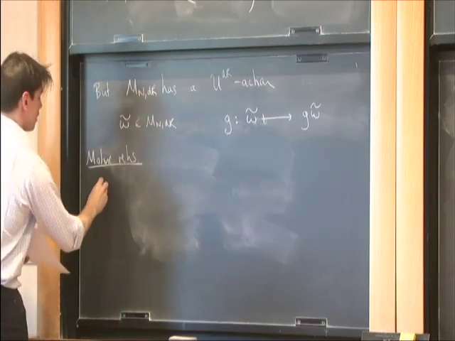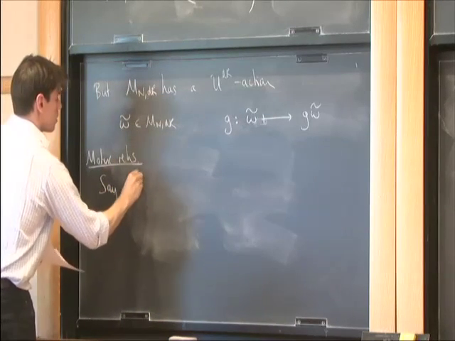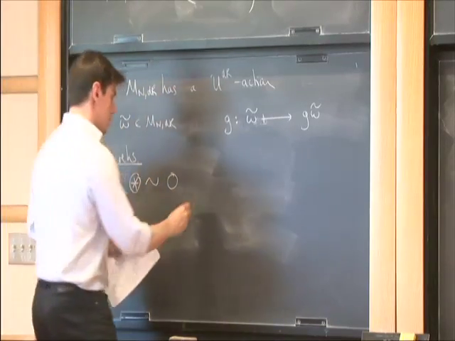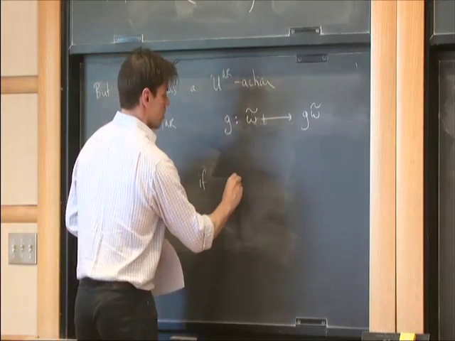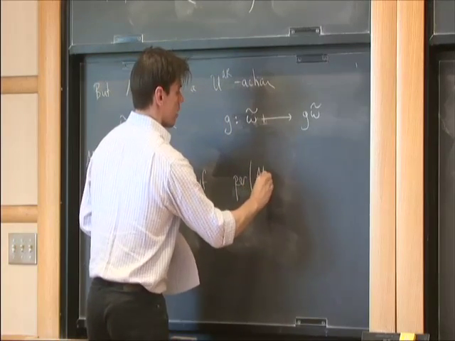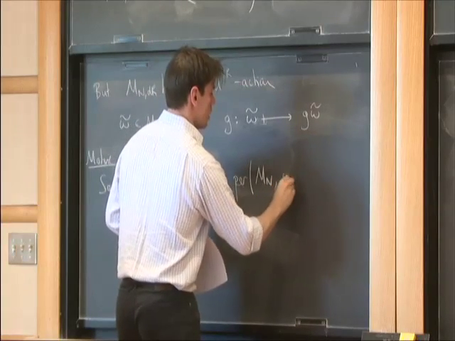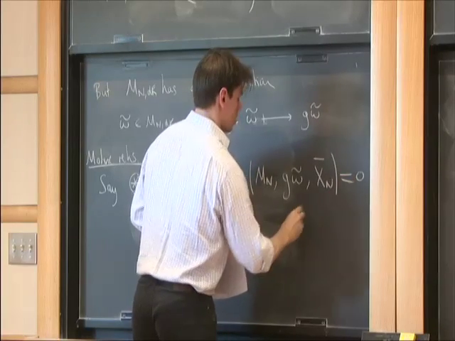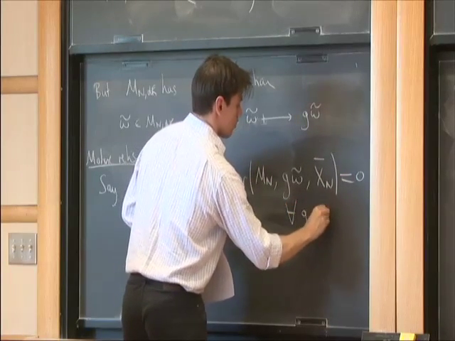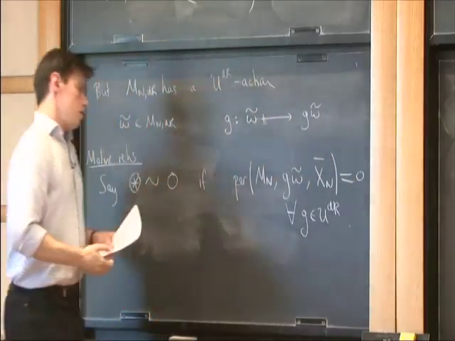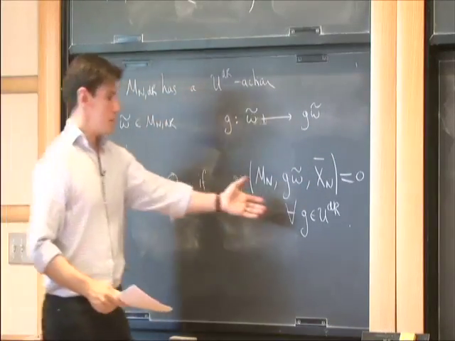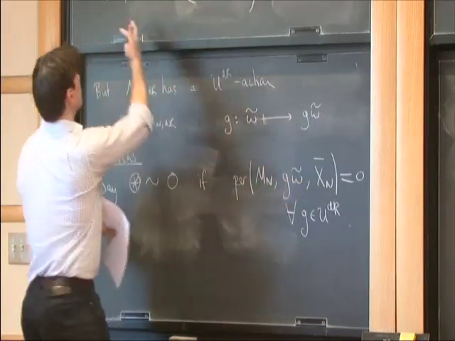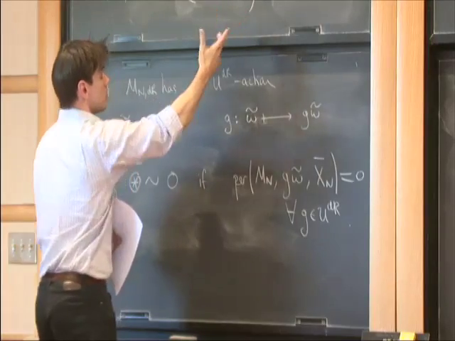So I will say that such a linear combination is equivalent to zero, as a motivic relation, if the period of the triple M_N, G, omega, tilde x_N bar is 0 for all G in U_DR. So in the particular case when G is the trivial element, this says that the period itself is zero. So that means just that this linear relation is zero.